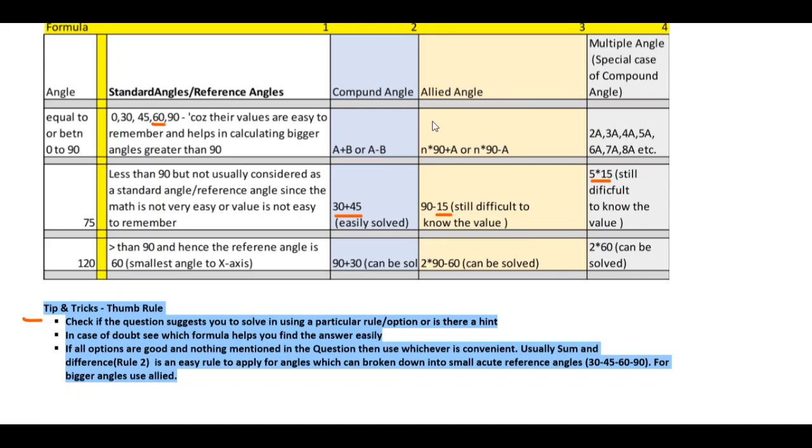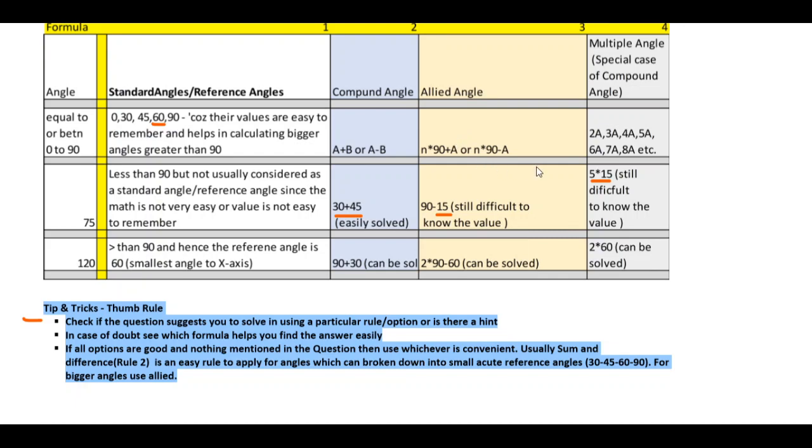If you cannot, by default go with allied angle, because allied angle will give you the solution the way you want. So that's just kind of extra information in case you get confused about which cases I should apply what. Hopefully that case will never come, but if in case it comes, that's kind of the cheat sheet or the mantra that I'm giving you to remember and process during the examination.